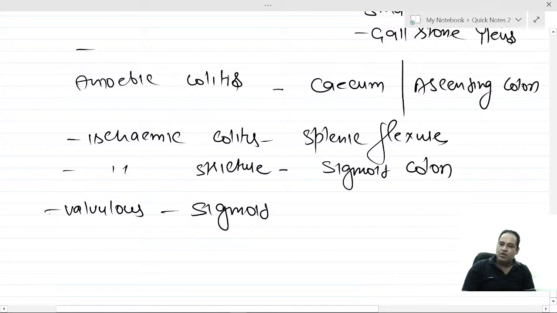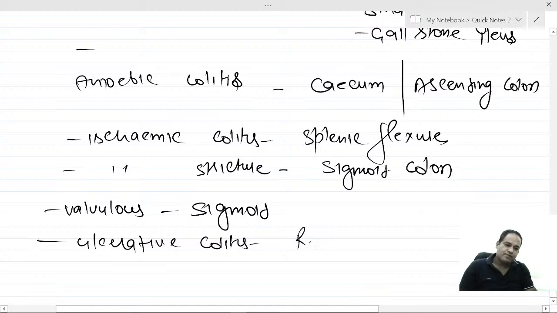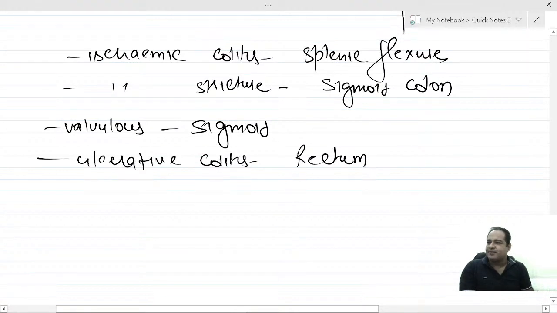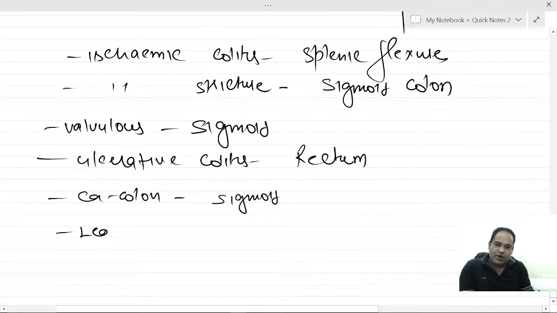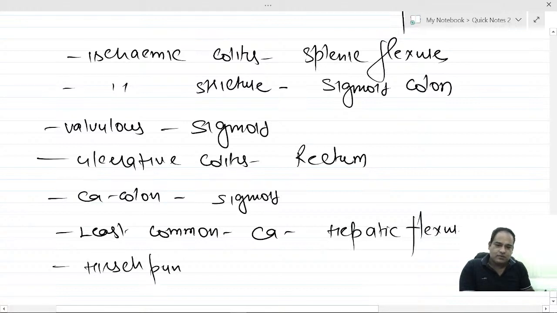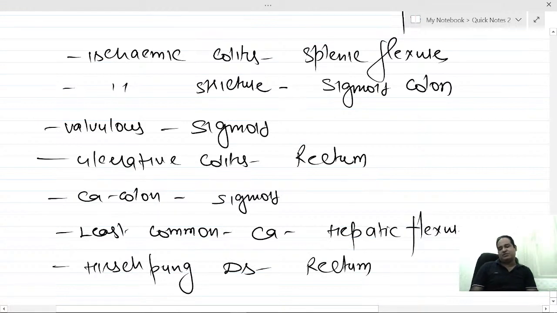Most common site for ulcerative colitis has got to be the rectum. CA colon, again, it's got to be the sigmoid. Least common for CA colon has to be hepatic flexure. Hirschsprung disease, it has to be rectum.